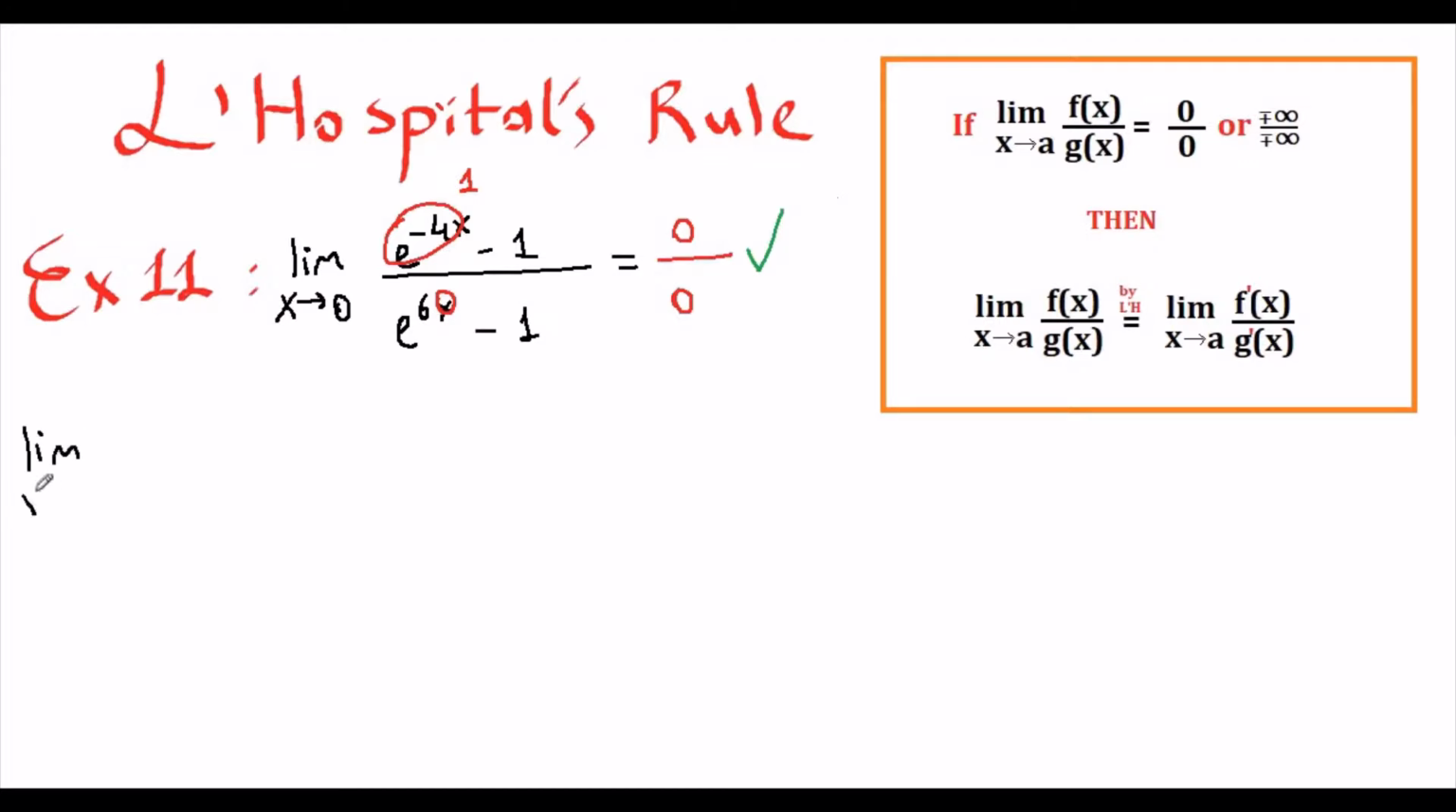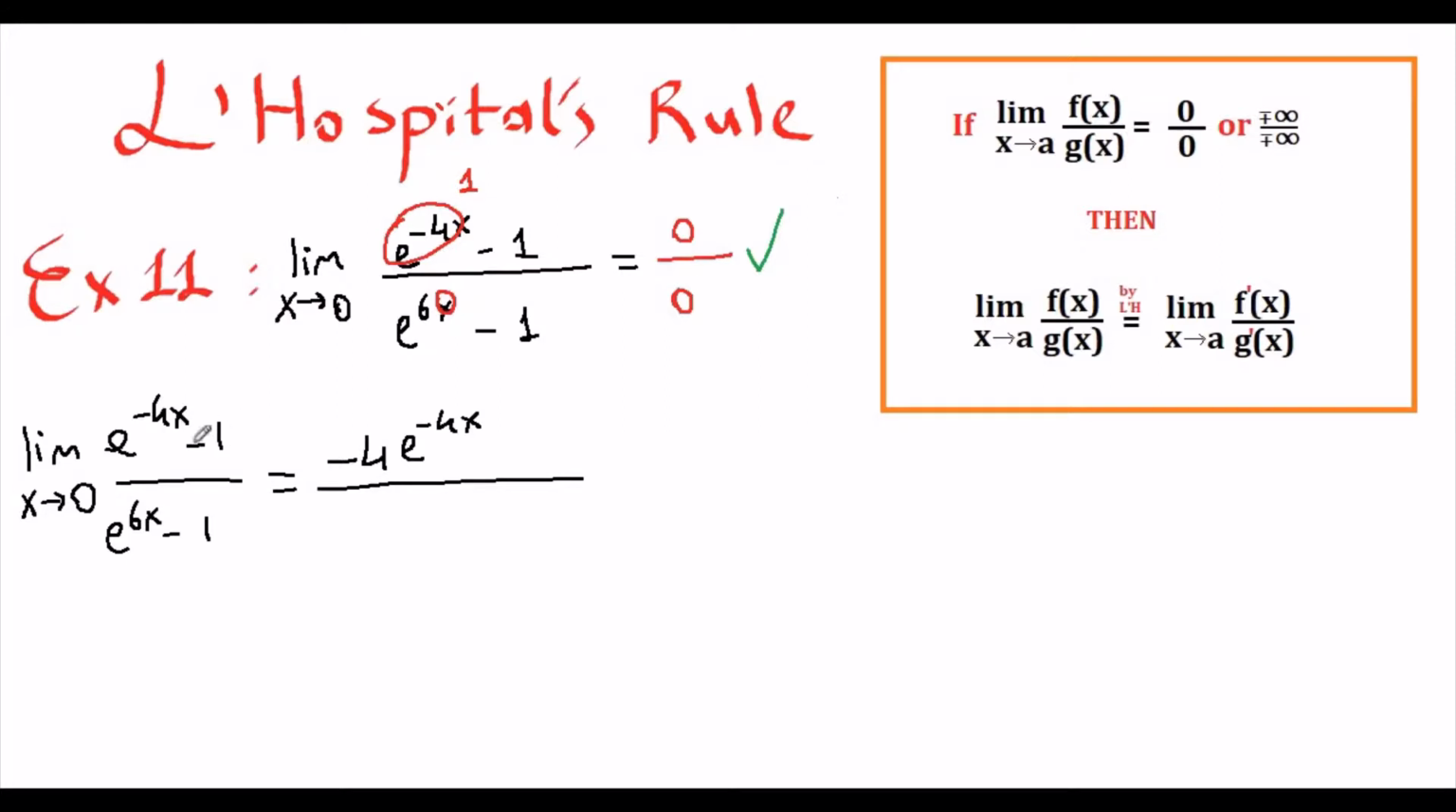So limit as x is approaching 0, e to the negative 4x minus 1 over e to the 6x minus 1 is equal to the derivative of the numerator over the derivative of the denominator. Derivative of e to the negative 4x is negative 4 e to the negative 4x, and derivative of negative 1 is 0. Derivative of e to the 6x is 6 e to the 6x, and derivative of 1 is 0. Now we can plug in 0. All of this has to be written after the limit.